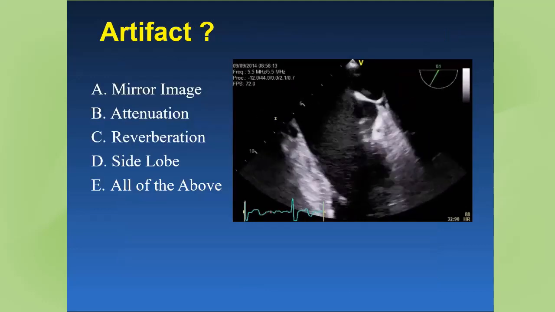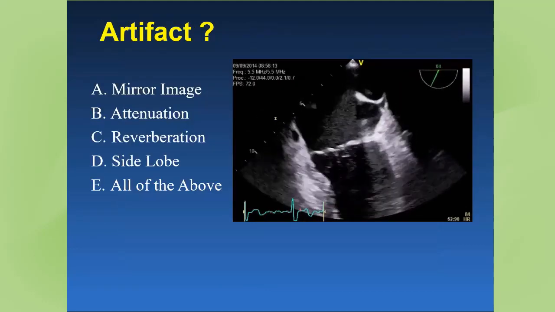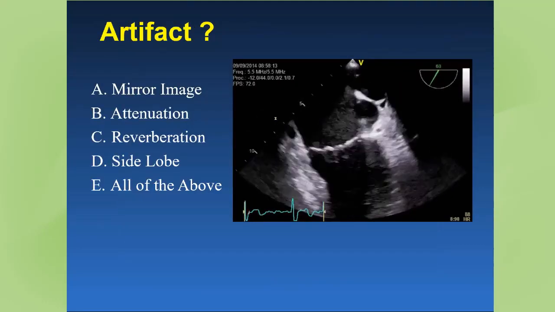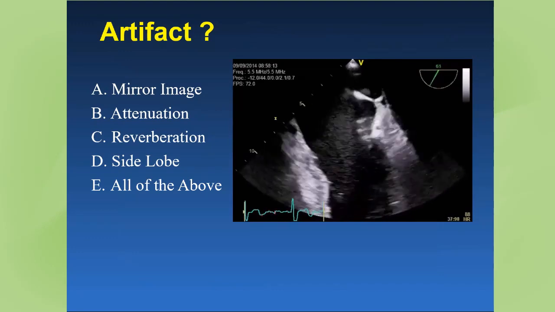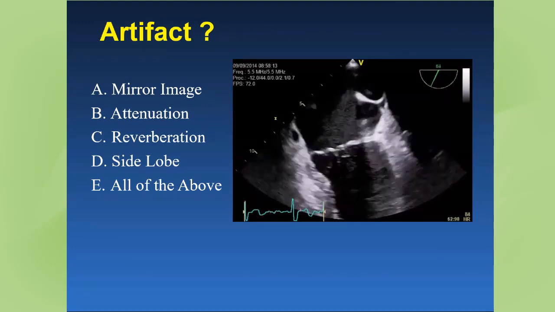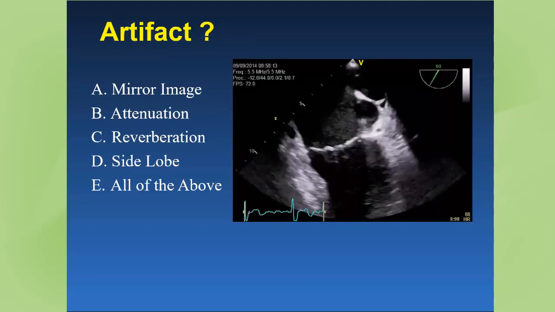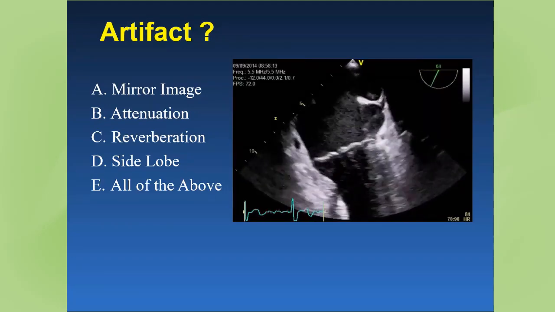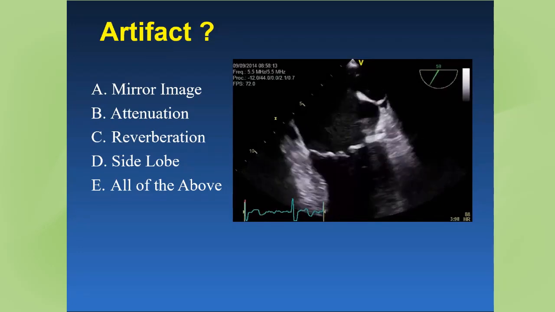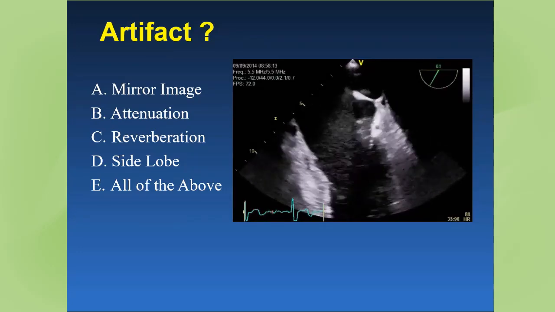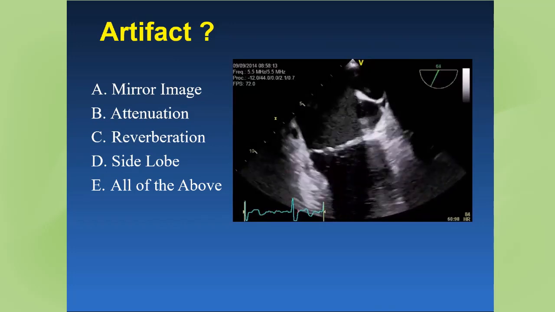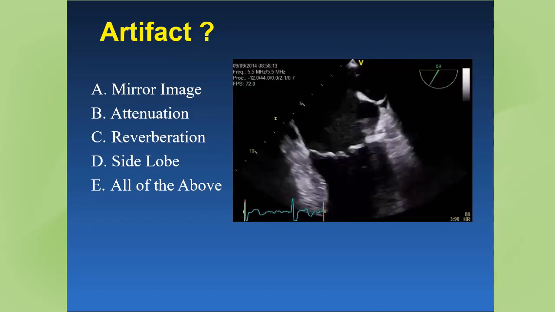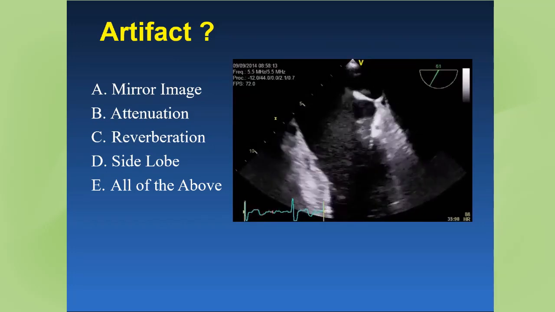And here are the choices that I'll throw out there. A, a mirror image artifact is present. B, attenuation artifact. C, reverberation artifact. D, a side lobe. Or E, all of the above. Now, before you jump to the answer, just think about it. We're going to revisit this slide at the end after we walk through all of these artifacts.